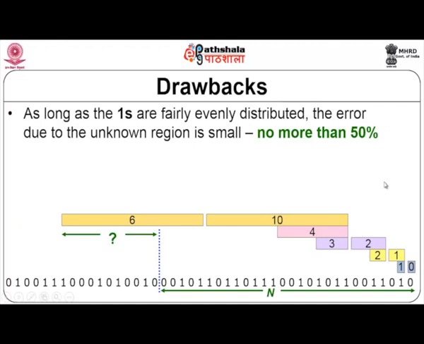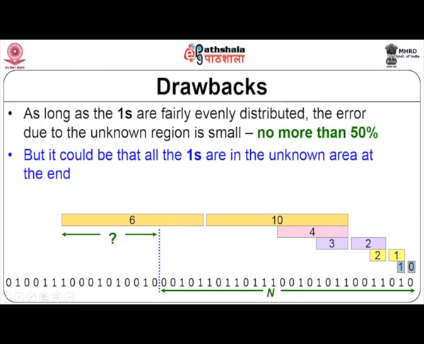Now, what may be a drawback with respect to this particular method? As long as the number of ones is fairly evenly distributed, the error can always be less than 50%, or in other words no more than 50%. But when the number of ones and their distribution in the unknown area, that is at the end, is not known.